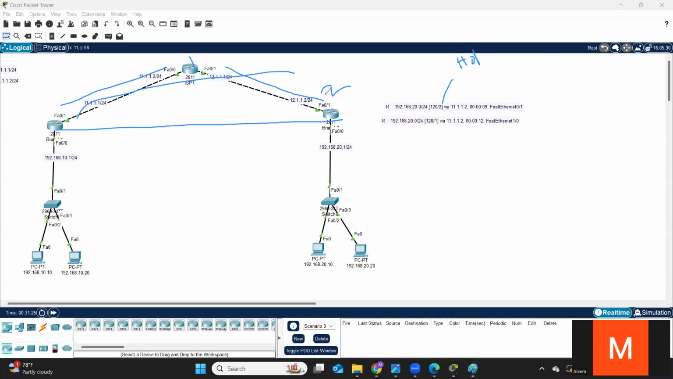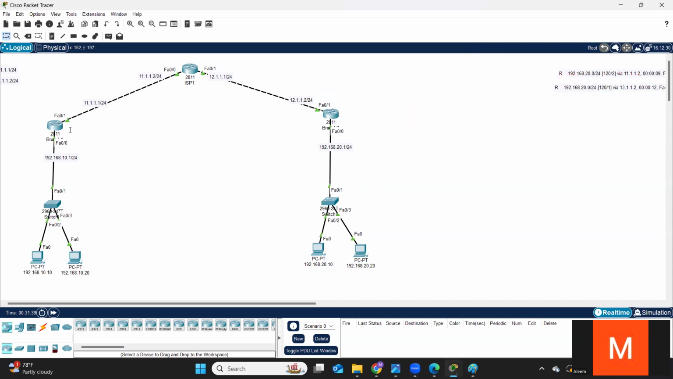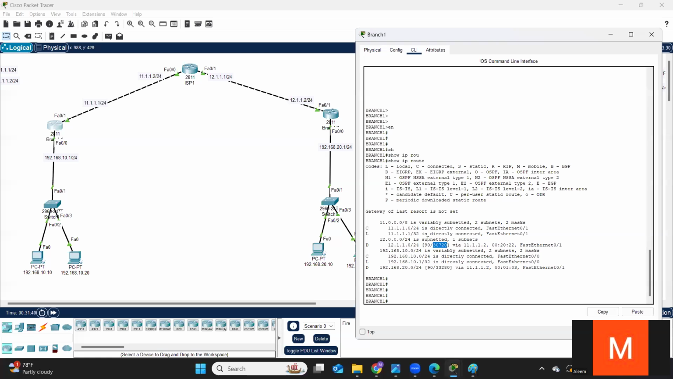This is the path, this one, and this is a path, this one. That is one. This is an extra discussion for today. Now close it; you can verify it in your lab also. So this is the metric value actually.